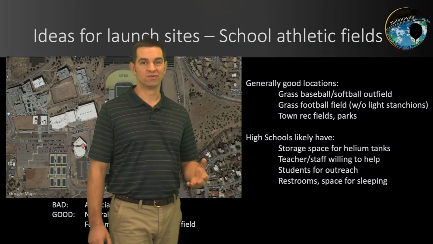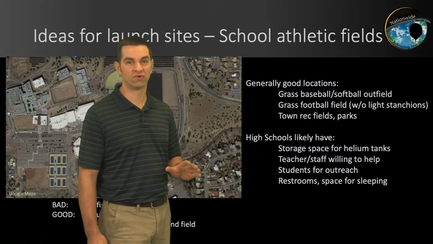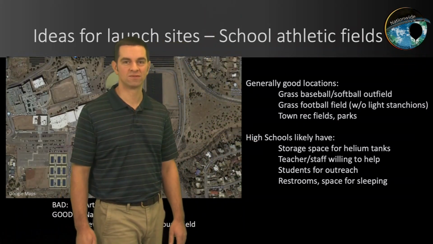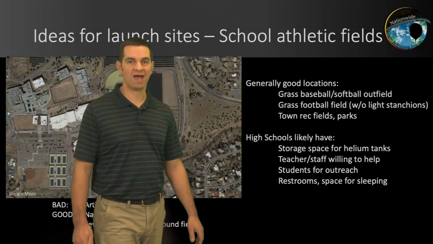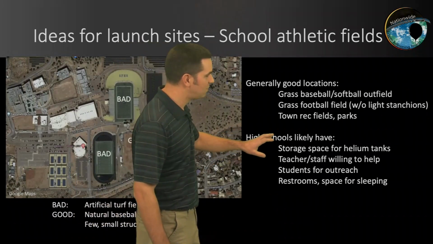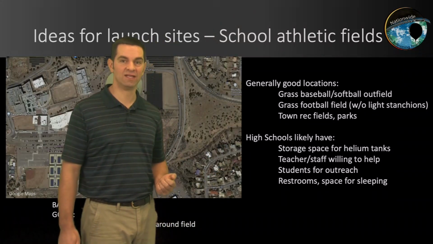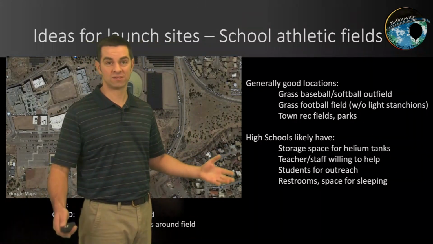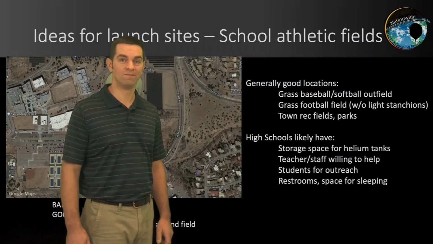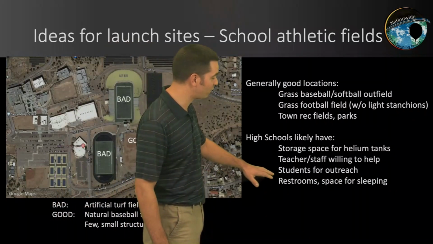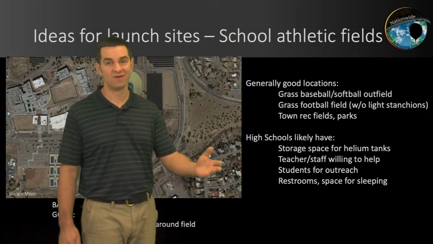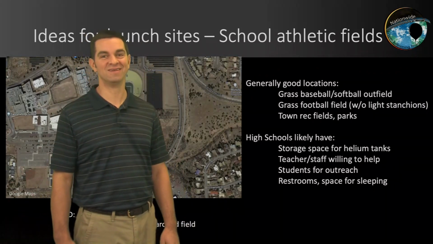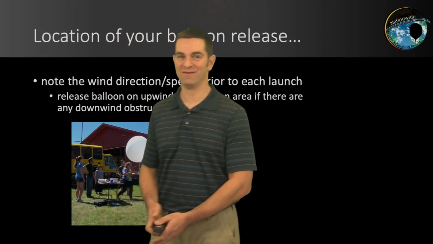Also, high schools, right? High schools have a lot of great features. They have these great athletic fields. They also have a place to store the helium ahead of each eclipse. So that's something that we need to have. They also have teachers and staff that will likely be willing to help take in that helium, and also organize students from their school to come out and talk to us so that we can broaden our outreach through our project in that way. They also have restroom facilities, and maybe if you need a place to sleep during the campaign, you might be able to go into a room in their building and take a nap. It will be a long campaign for sure.